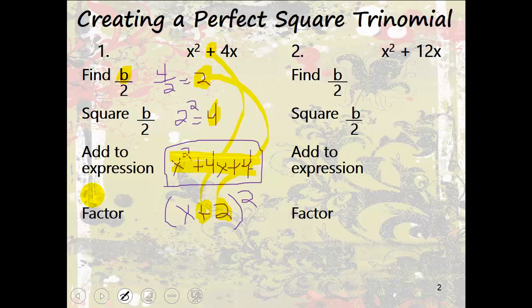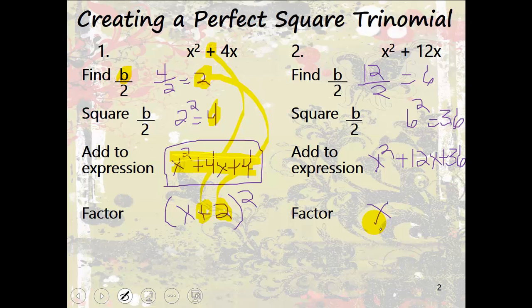X squared plus 12x. Well, we're going to take b, we're going to take 12, and we're going to divide it by 2. That equals 6. Then we're going to take that value and we're going to square it, and that equals 36. Then we're going to take this value and we're going to add it to the original expression, and then we're going to factor it. X plus 6 squared. Just like that.